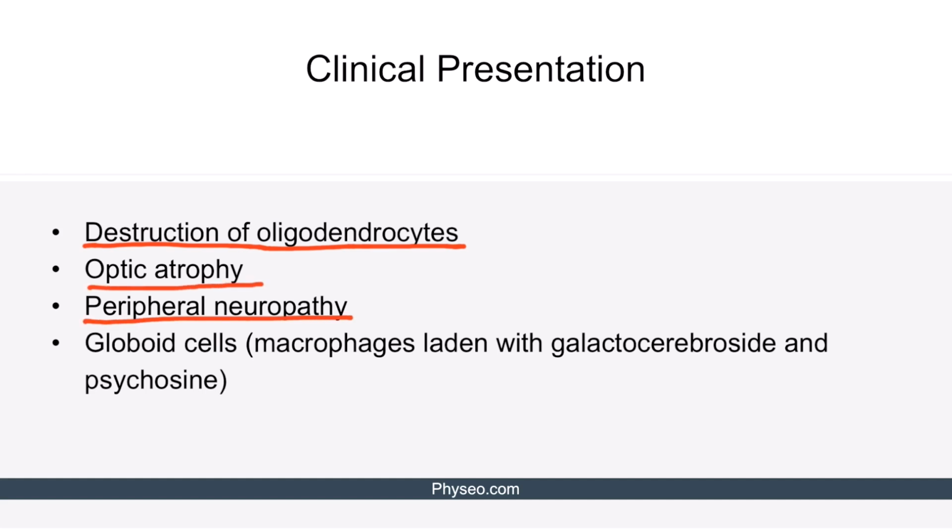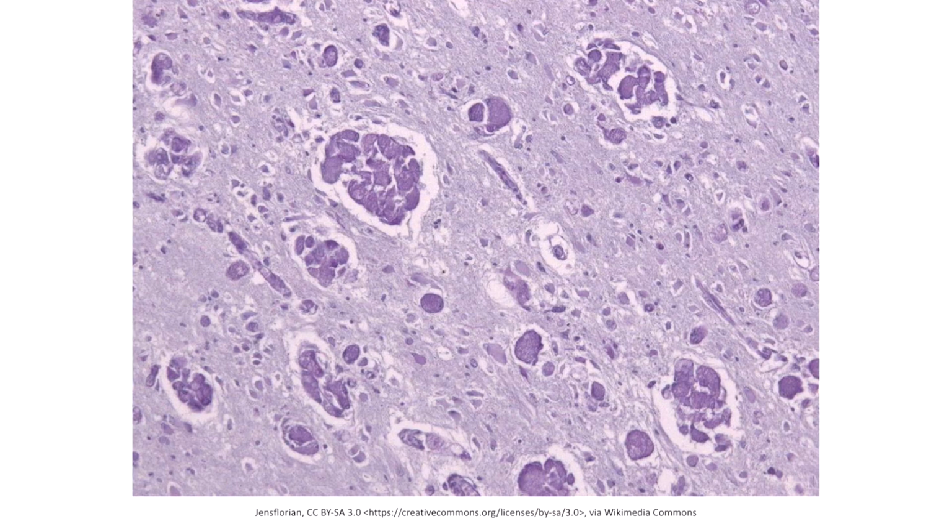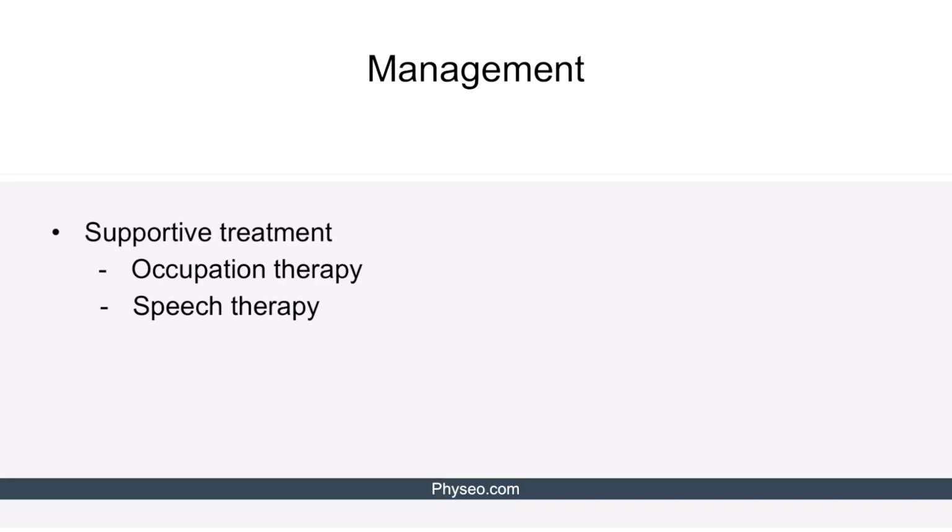Electron microscopy shows globoid cells, the macrophages laden with galactocerebroside and psychosine. Here we see the microscopy image showing globoid cells, characteristic of Krabbe disease. Unfortunately, there is no cure for Krabbe disease. Management is mostly supportive, typically involving occupational and speech therapies.